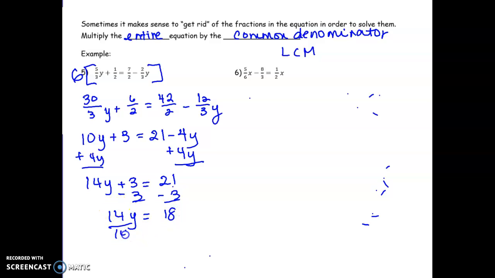So then I divide by 14, and again, we don't have a very nice fraction here. We've got 18 over 14, which simplifies to 9/7. So our y is equal to 9/7.